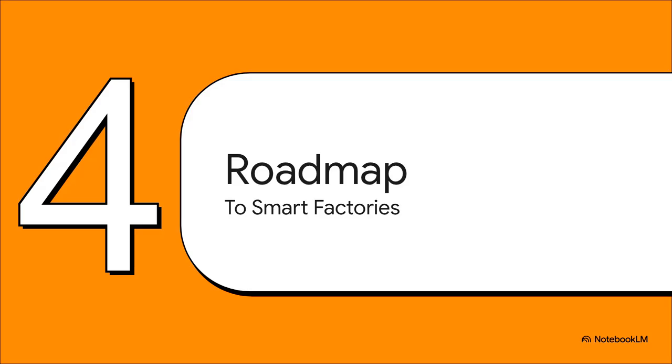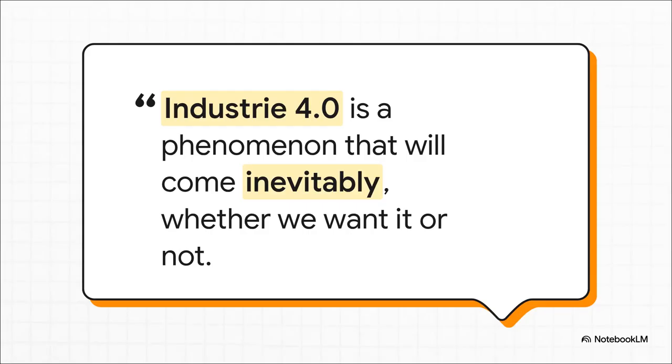And finally, Section 4, the roadmap to smart factories. As the researchers noted at the end of their study, quoting another expert, Industry 4.0 is a phenomenon that will come inevitably, whether we want it or not. The transition to cyber-physical systems and the Internet of Things is already well underway. If you don't adopt interconnection, information transparency, decentralized decisions, and technical assistance, your competitors absolutely will.